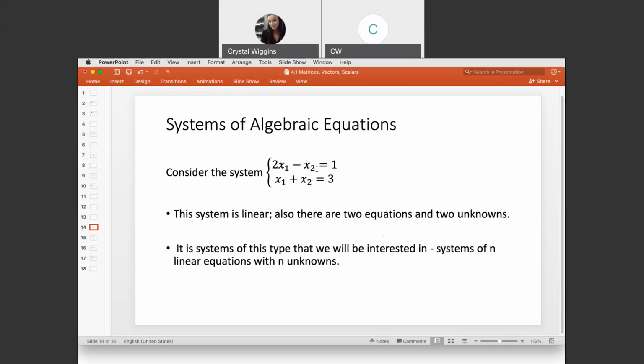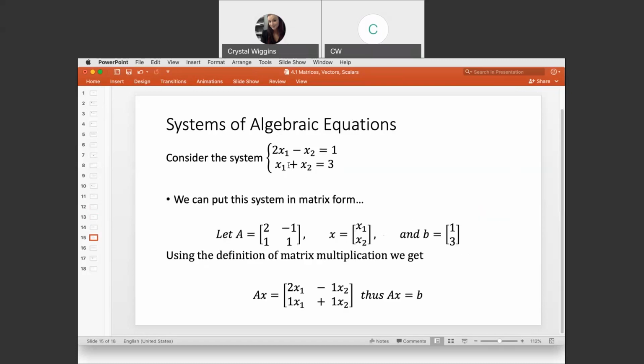When a matrix represents a system, we call it an augmented matrix, so that we know that everything to the left of the last column will be coefficients of variables, and the last column will always be the result column. Okay, it is systems of this type that we'll be interested in when we are using n linear equations and n unknowns. So again, multi-dimensions and multi-equations.